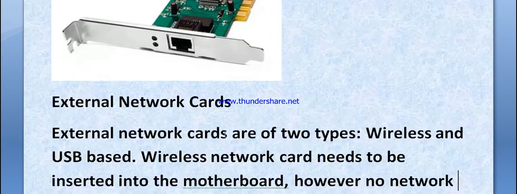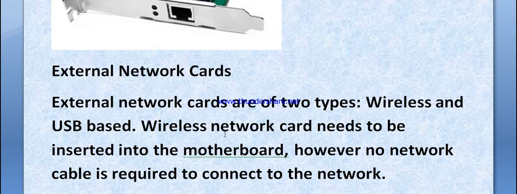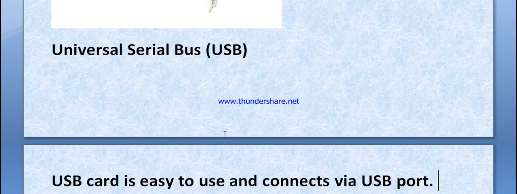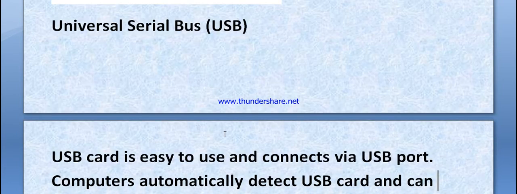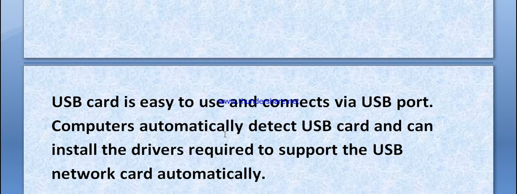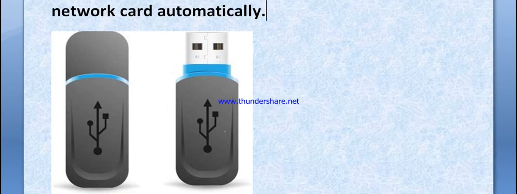And external network cards. External network cards are of two types: wireless and USB based. Wireless network cards need to be inserted into the motherboard. However, no network cable is required to connect to the network. USB, Universal Serial Bus: a USB card is easy to use and connects via a USB port. Computers automatically detect a USB card and can install the driver required to support the USB network card automatically.